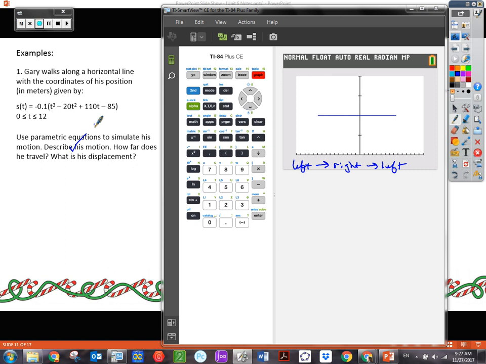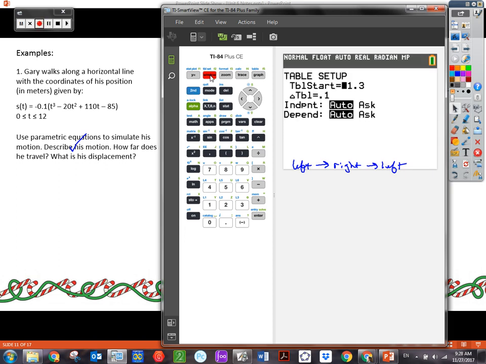So what I want you to do is go into your table set. So second window is our table set. We're going to start this at 0, at time of 0, because that's where we start, right? Is everybody okay? And I want you to put your change in table as a 0.1. We all need to do a 0.1 so that we all have the same estimates. If you put something different in there, you're going to get a different estimate than the rest of us. Please don't do that. We all want to estimate with a 0.1.